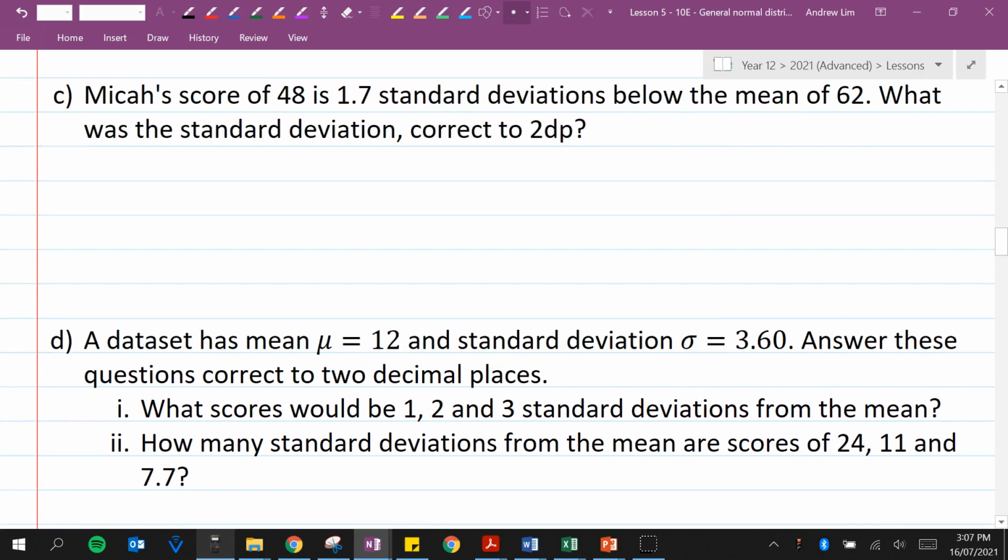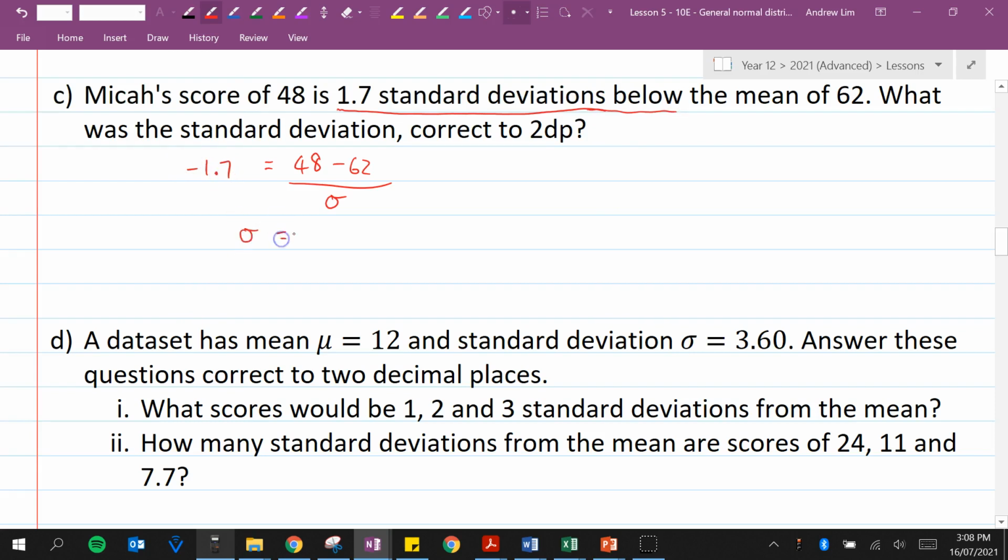Okay, Micah's score of 48 is 1.7 standard deviations below the mean of 62. What was the standard deviation correct to 2dp? So he got a score of 48. The mean was 62. We want to work out the standard deviation, but we know that his Z-score is -1.7 because he got a score that is 1.7 standard deviations below the mean. So his Z-score is -1.7.